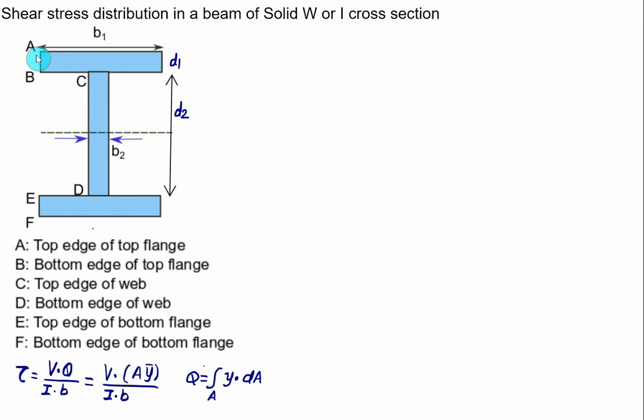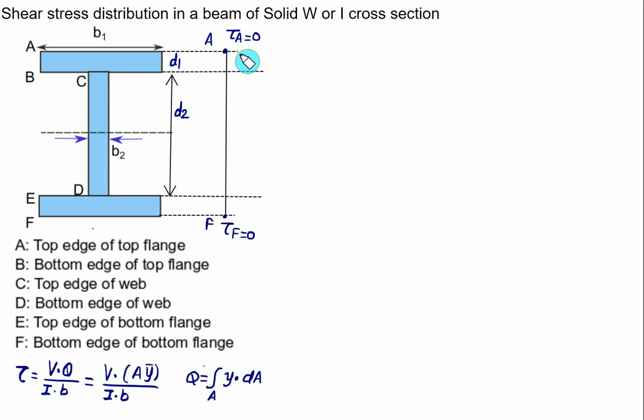So A represents here the top fiber and the F represents the bottom fiber of the bottom flange. A represents here the top edge of the top flange. Above this there is no area and below F there is no area, so shear stress at A and F will be 0 because area is 0. So on the top of top edge, that is at point A, we have shear stress tau A equal to 0. At the bottom of bottom flange, that is at point F, we have shear stress tau F equal to 0. Then from A to B, we have depth equal to D1, we have rectangular section.